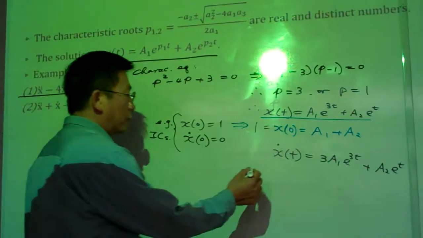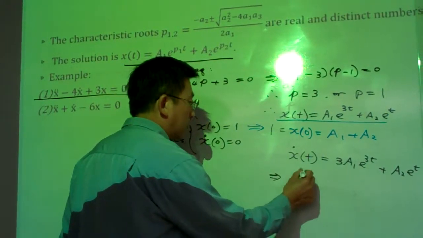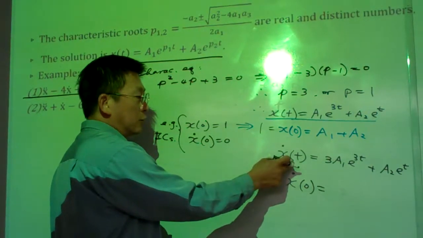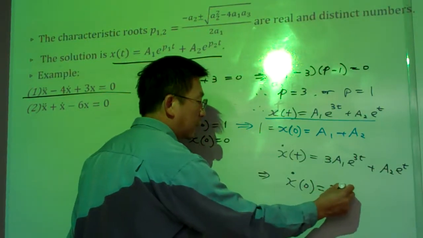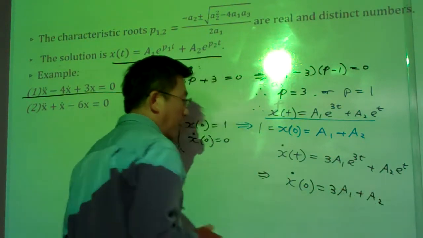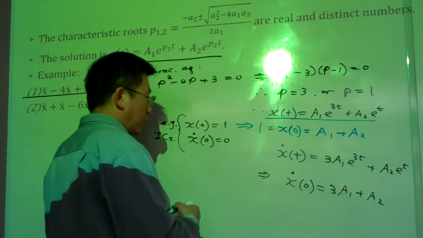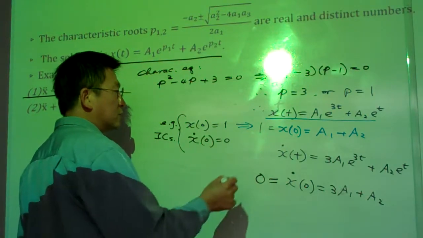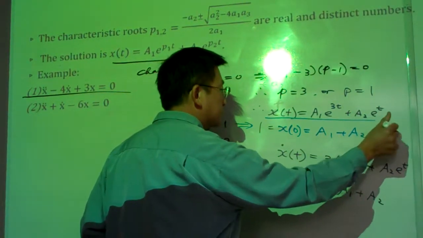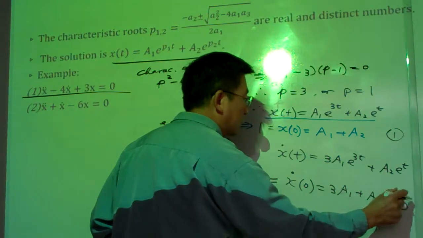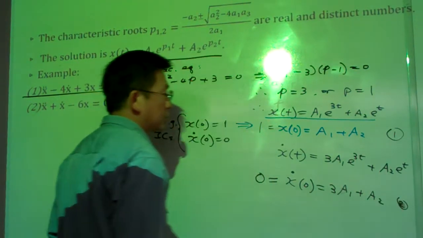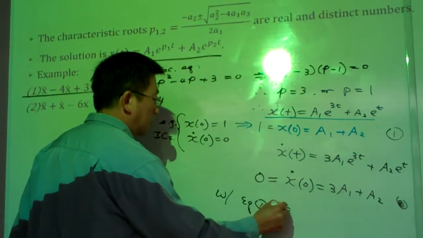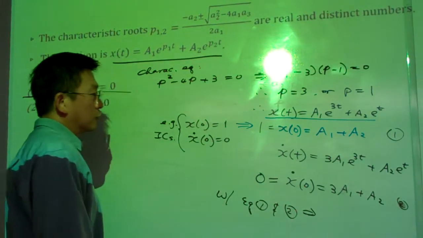Okay, so from here you can see x dot 0, you simply again introduce t equal to 0 into this calculated term, that is 3a1 plus a2. And again, you have the given condition that is 0. So basically using equations 1 and 2, you can solve for a1, a2, right?